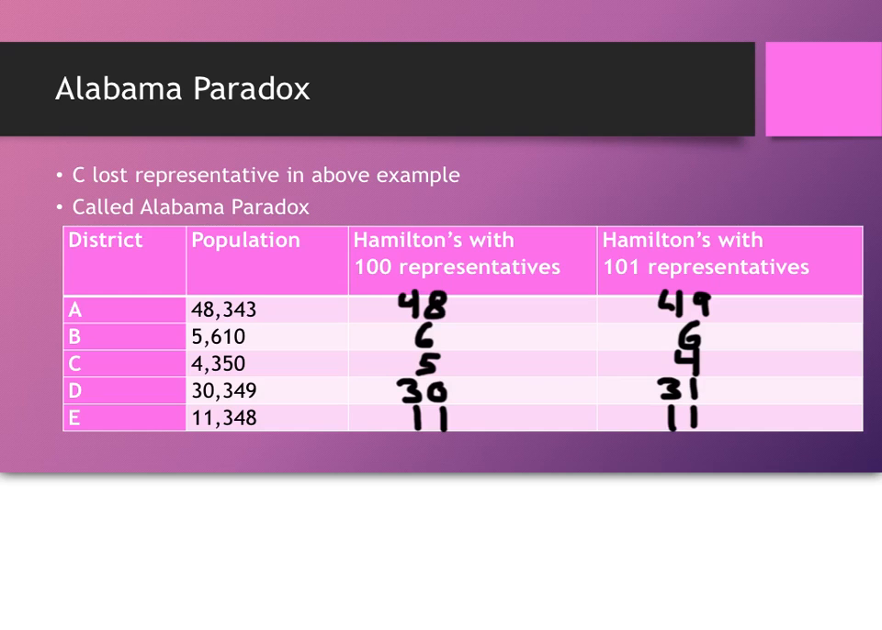Now, we'd like a system that didn't have that. We'd like a system where you would never lose a representative, if you're in C's spot, when the total number of representatives went up. But that just isn't the case in Hamilton's method. So Hamilton's has this Alabama paradox.